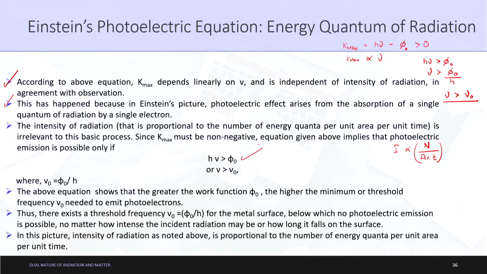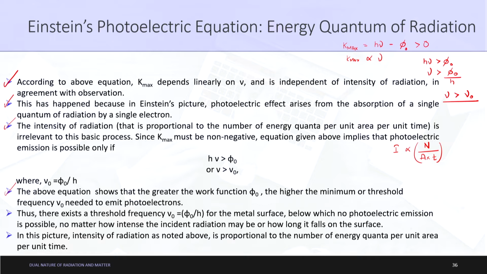So h nu is greater than phi naught, and nu is greater than nu naught, where nu naught is equal to phi naught by h. What is phi naught here? Phi naught is the work function. What is h here? That is Planck's constant. Next, the above equation shows that the greater the work function phi naught, the higher the minimum or threshold frequency nu naught needed to emit photoelectrons.